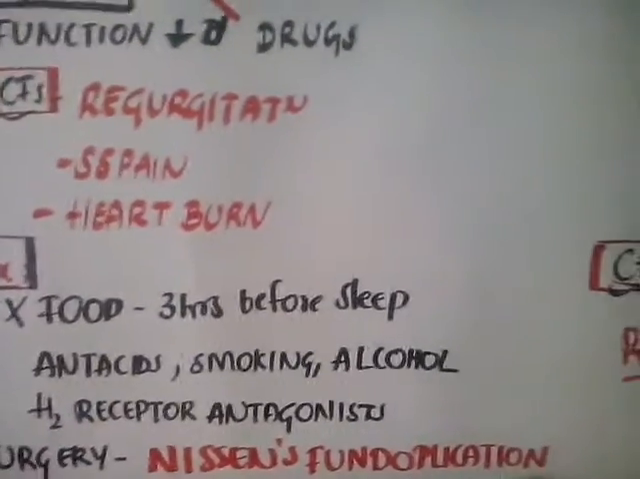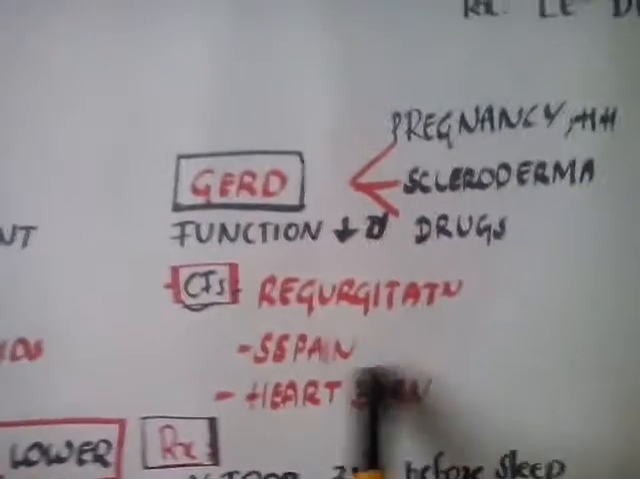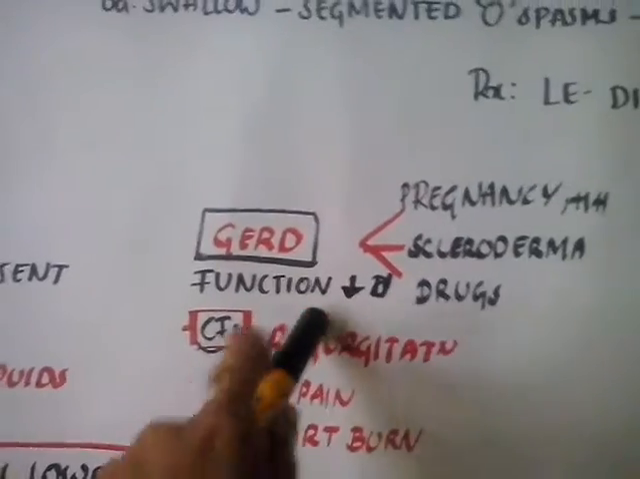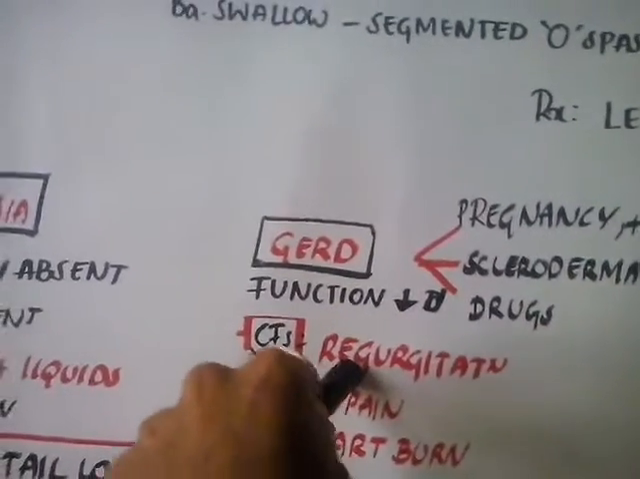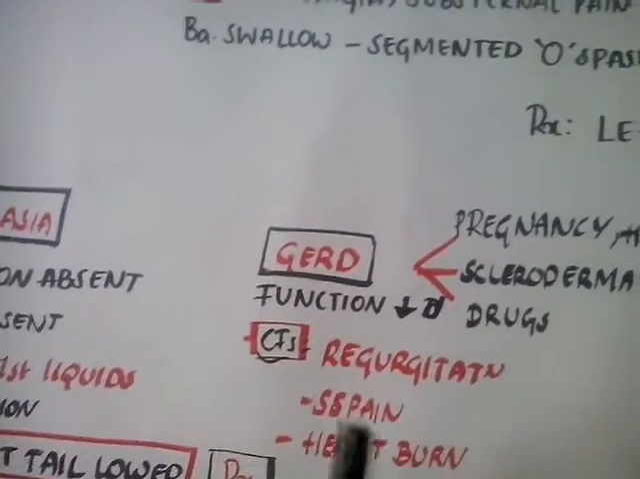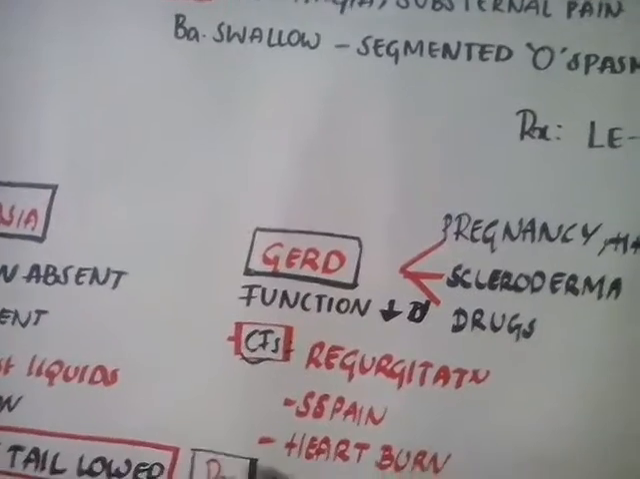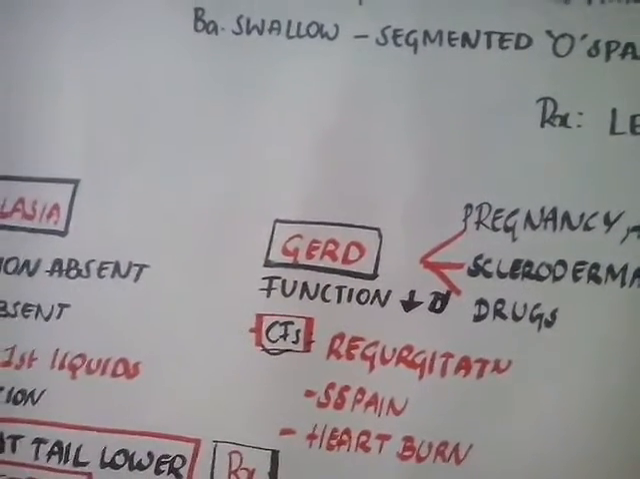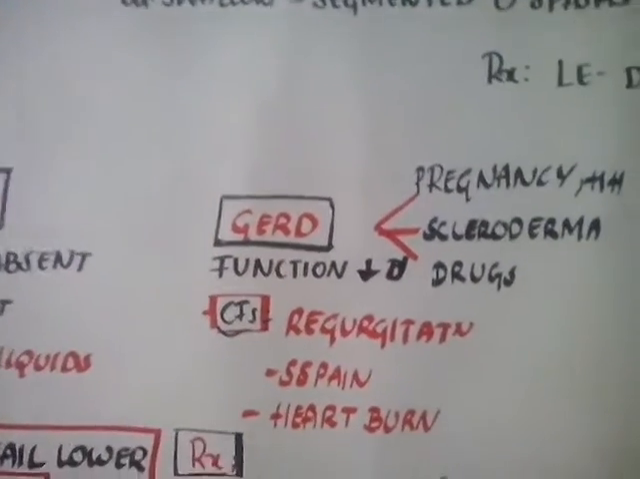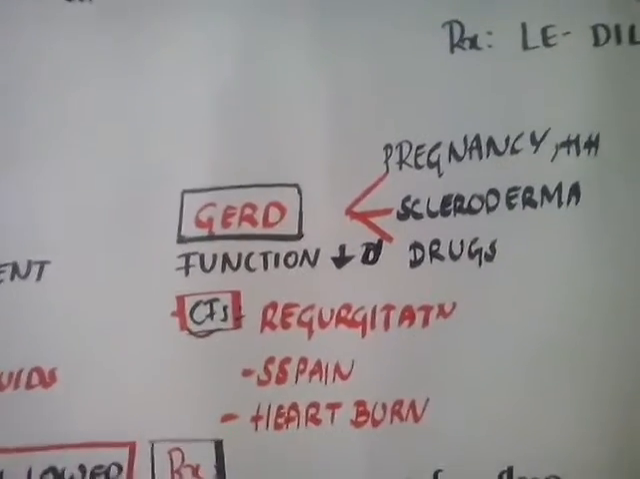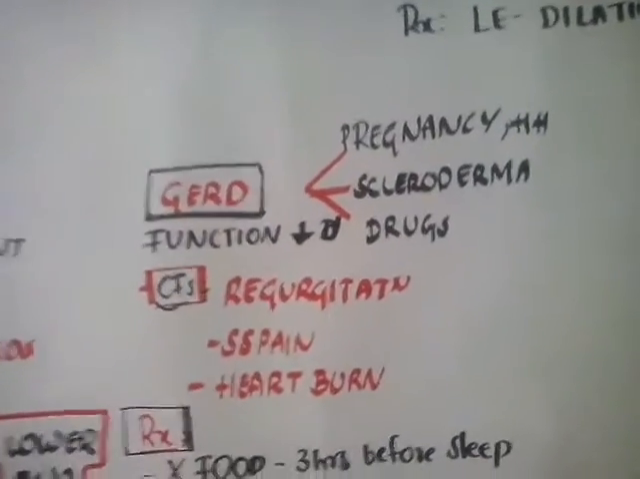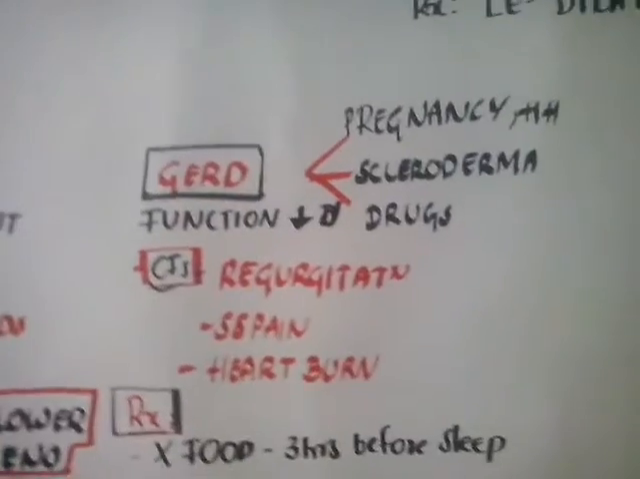Complications include laryngeal complications, lung complications, esophageal complications, ear complications. Laryngeal complications are cancer, laryngitis, ulcers; lung: asthma, bronchiectasis, aspiration pneumonia; esophagus: esophagitis, Barrett's esophagus, benign esophageal stricture. Coming to ear, it may be otitis media.